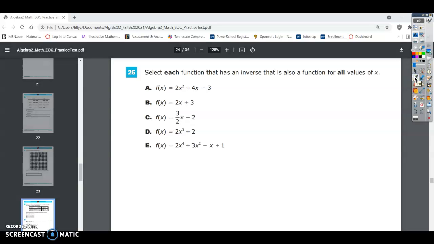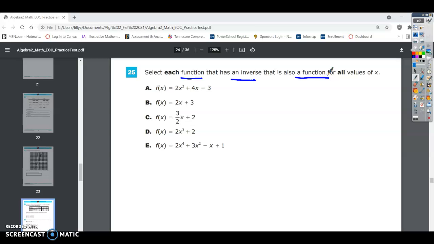Algebra 2 EOC practice test number 25. Select each function that has an inverse that is also a function for all values of x. Alright, select each function that has an inverse that is also a function.